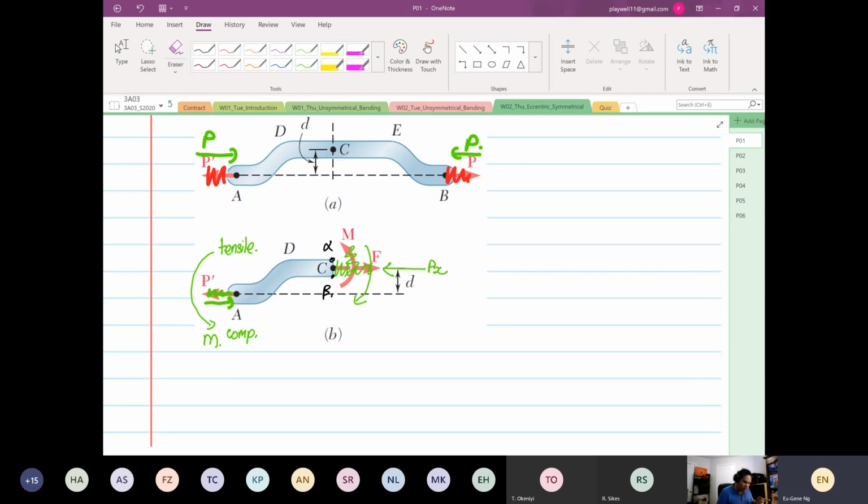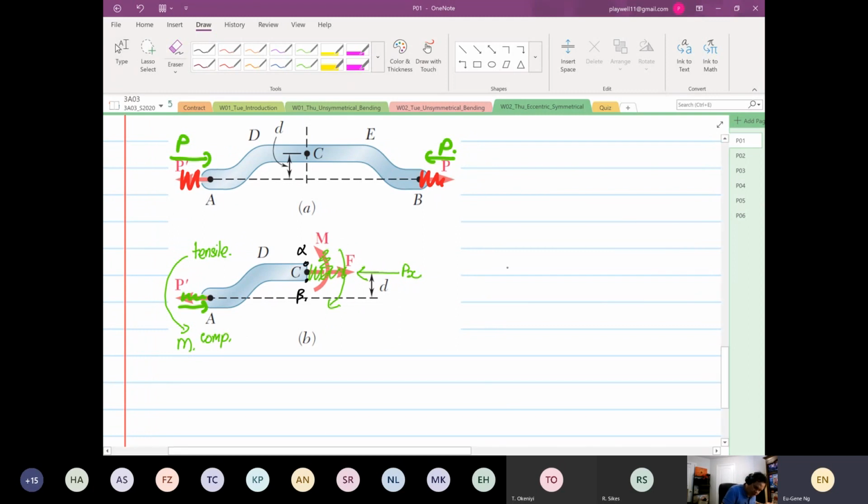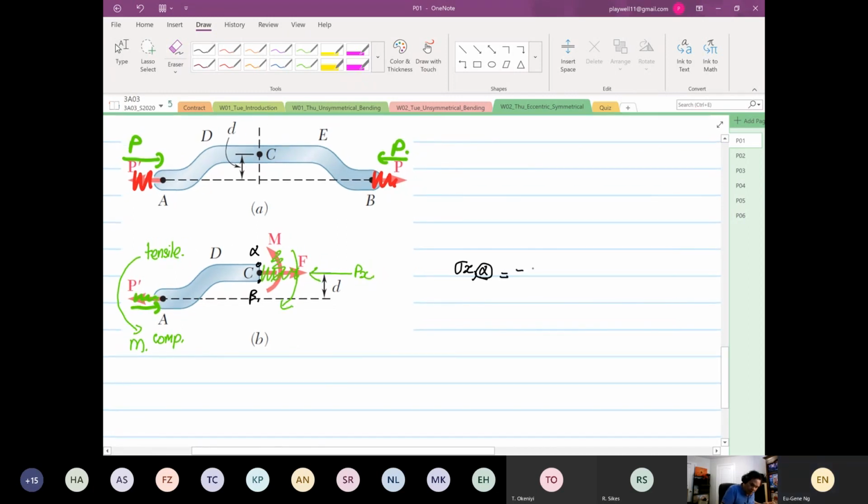So if we now were to write out the formula, stress X at point alpha will be equal to minus Px over A, and then at point alpha, it's in tension, plus Mz over Izz multiplied by y. And then your stress X at point beta now becomes minus Px over A minus Mz over Izz multiplied by y. Does that make sense now? Okay.